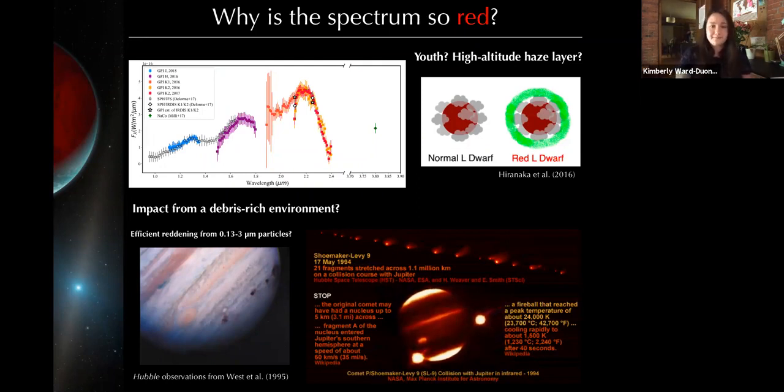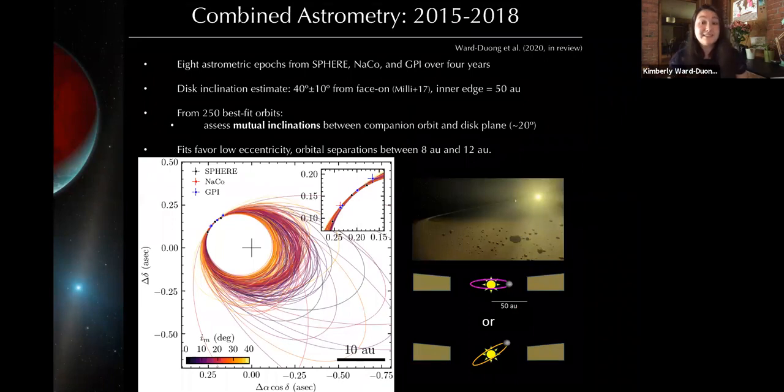And so we think that might actually be a possibility, that it's redder from the debris disk environment in which it resides. The other thing that's really quite interesting that we can do, as I mentioned, is that we've been observing this object long enough to trace out parts of its orbit. So this is just a visualization of the 250 best fit orbits to the system, to the movement that we've seen so far.